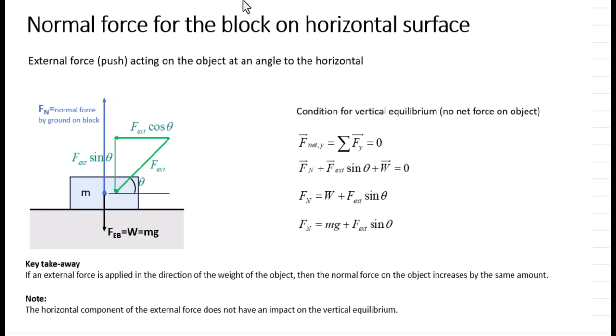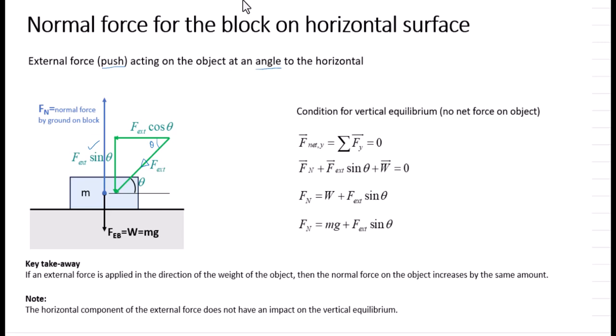Now let's take the case of an external force in the form of a push acting on the object at an angle theta to the horizontal. So what is given is the same setup. Instead of a pull as compared to the previous slide, this time it is a push. It is a force acting at an angle theta. So using the same logic, this will be theta, and therefore in the triangle we will have the horizontal component as F ext cos theta, but the component that is of interest to us is F ext sine theta, because that is the vertical component of the push.